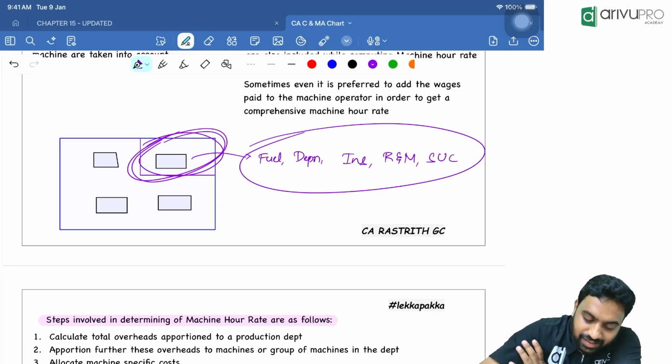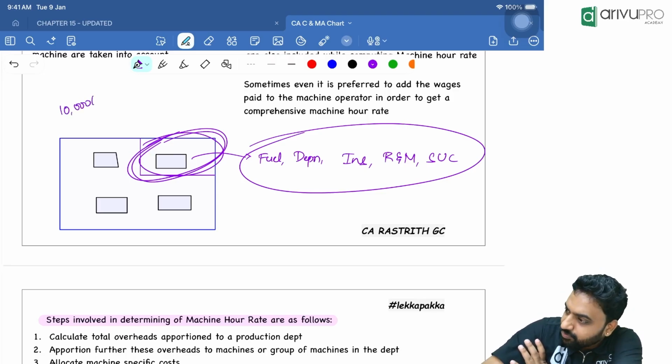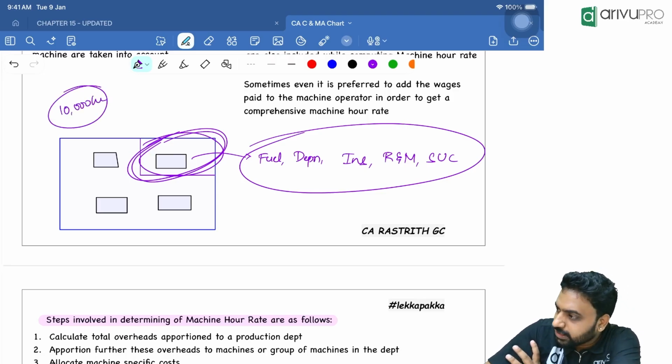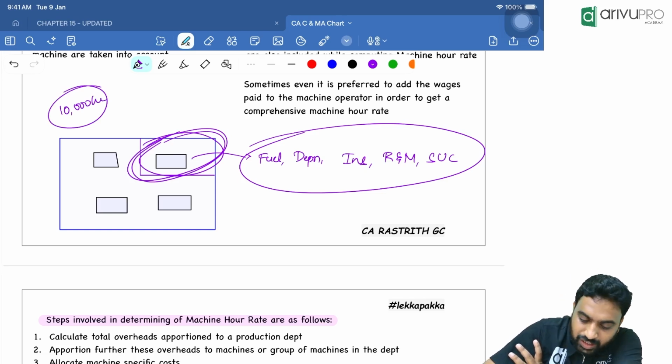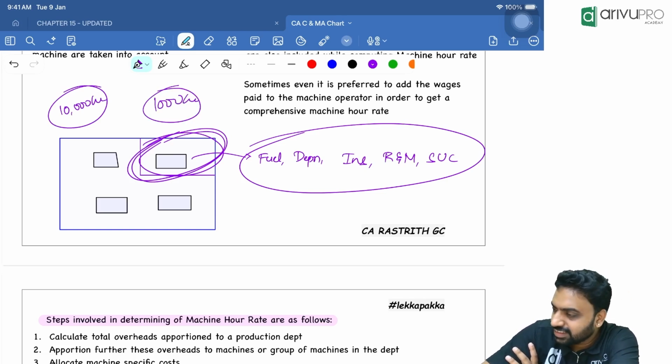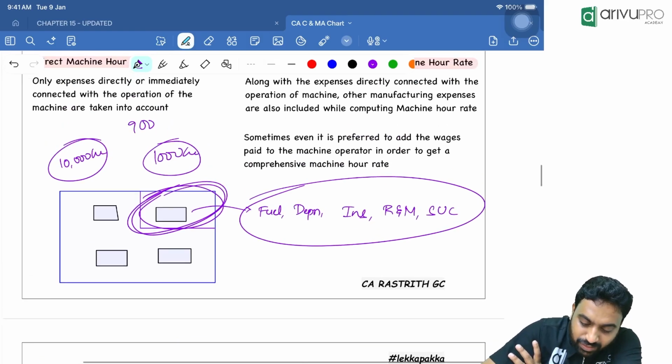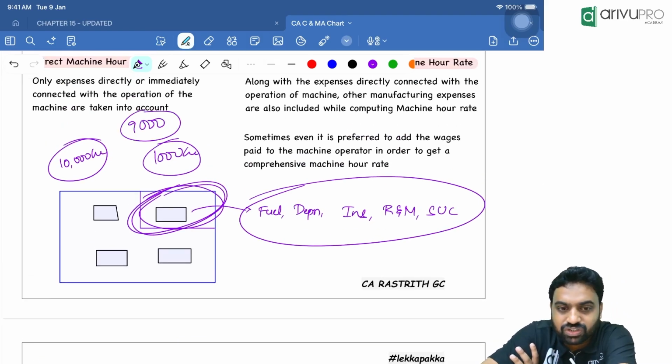That is, let's say 10,000 hours are available. In that, normal loss, let's say 1,000 hours you can't work due to setup time, etc. That means I can recover whatever I incurred in 9,000 hours. So I should charge the denominator as 9,000. So denominator should be effective machine hour. Effective machine hour. Is that clear? Any doubts?